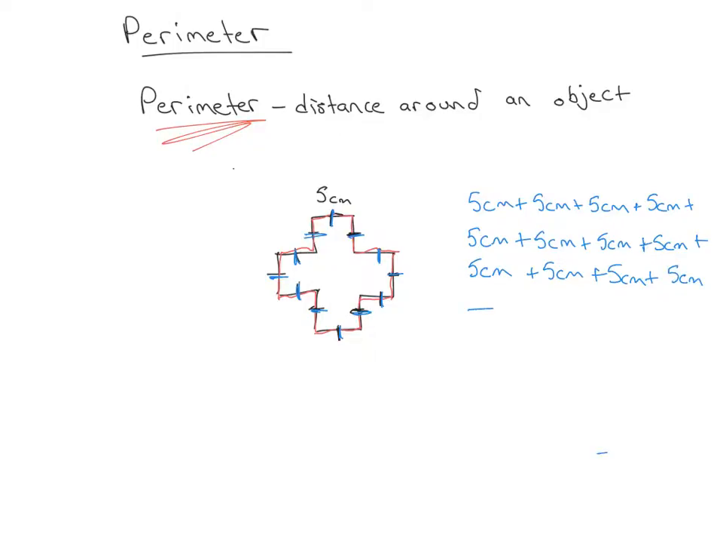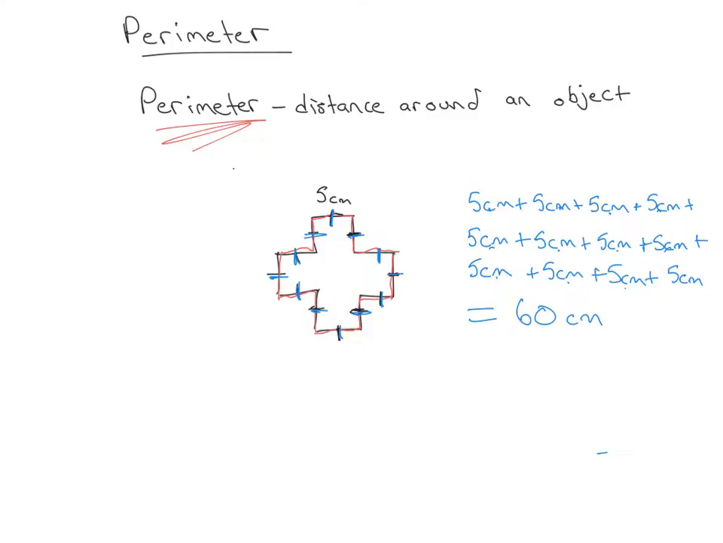And you could see we could add these up and find out what our solution is. So 5, 10, 15, 20, 25, 30, 35, 40, 45, 50, 55, 60. So you can see the distance it would take to travel around is 60 centimeters.